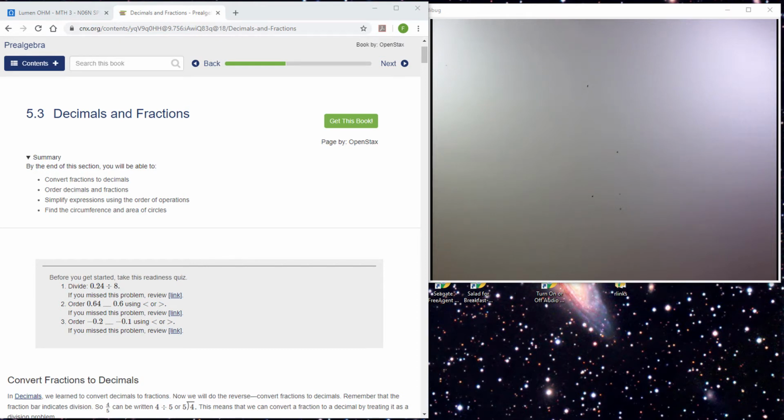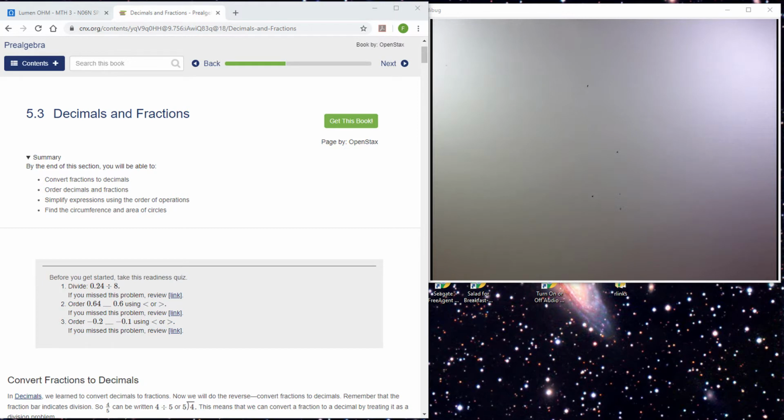Now, in this section, 5.3 deals with decimals and fractions. In this particular section, we'll learn about converting fractions to decimals, ordering decimals and fractions, simplifying expressions using the order of operations, and we'll also take a look at an application type problem, finding the circumference and area of a circle.